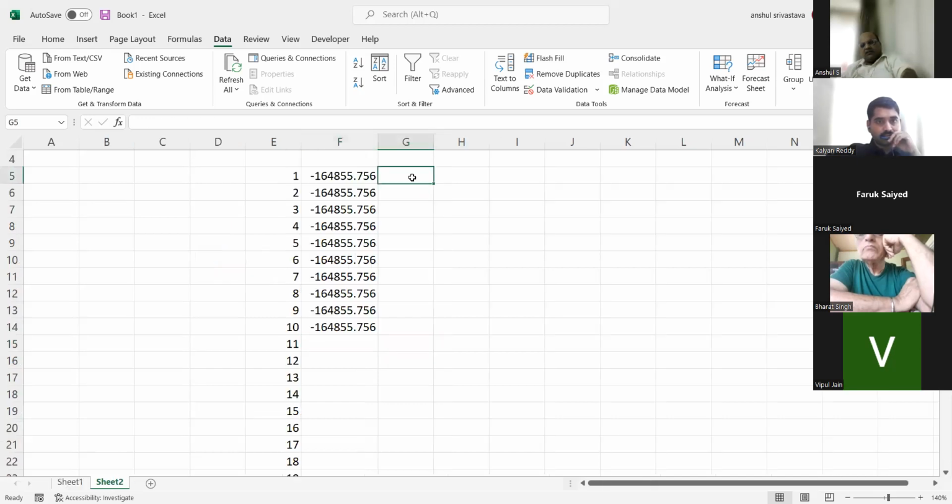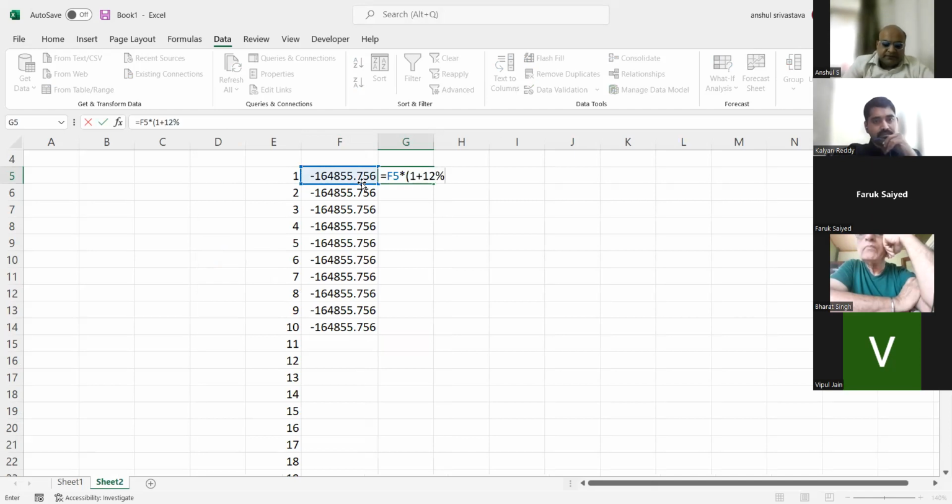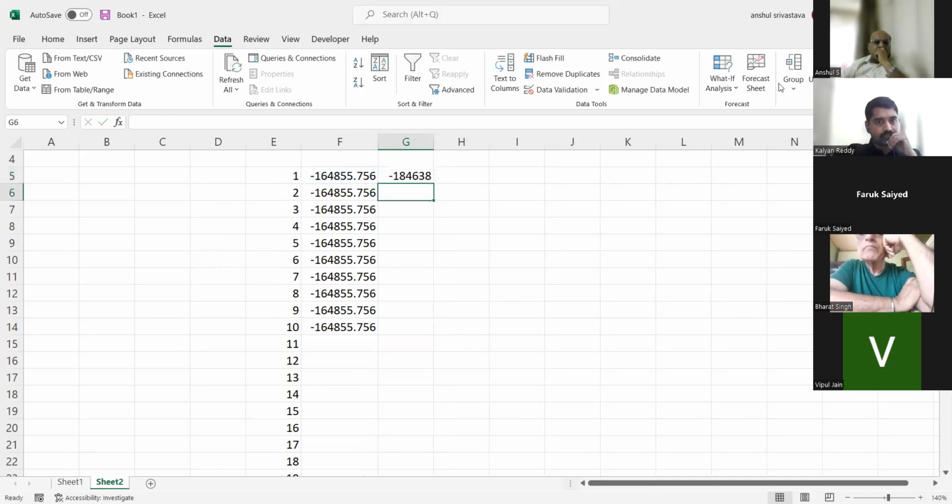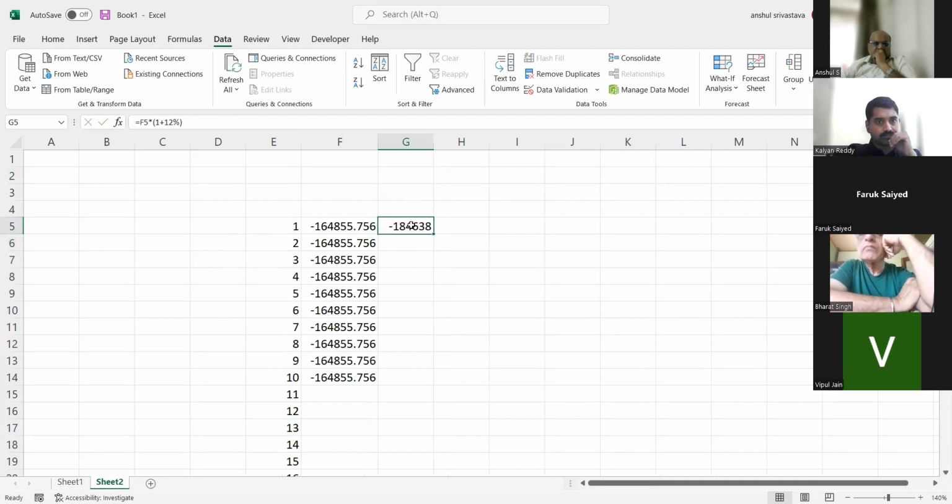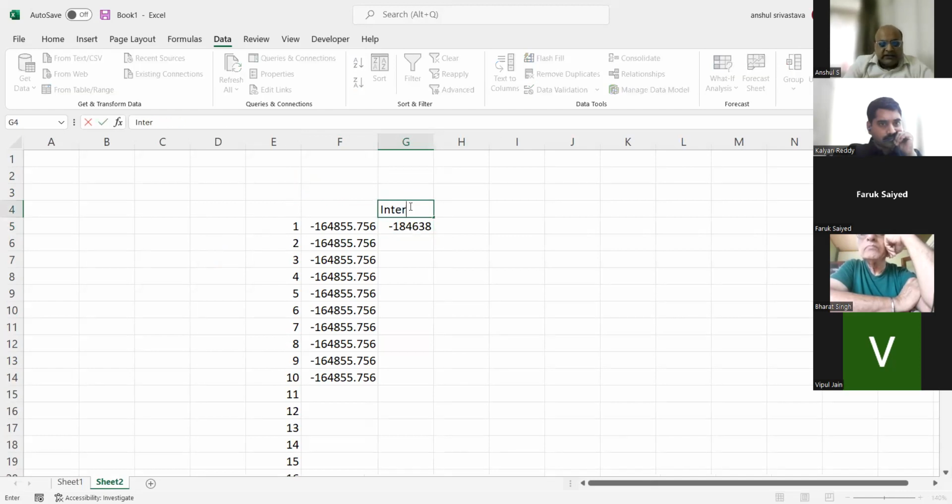Now this amount will be after 1 year. It will be this into 12%, 1 plus 12%. Yes, sir. Or rather, see how much interest will come on this. Let's do one more thing: interest and balance. This interest would be this into 12%.